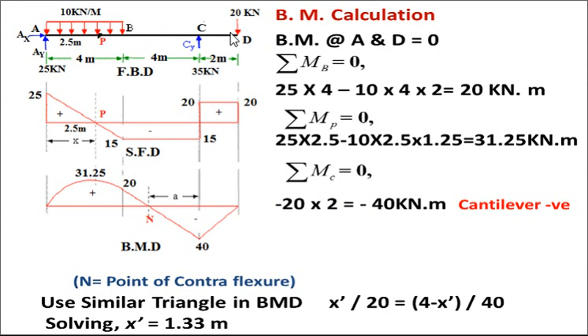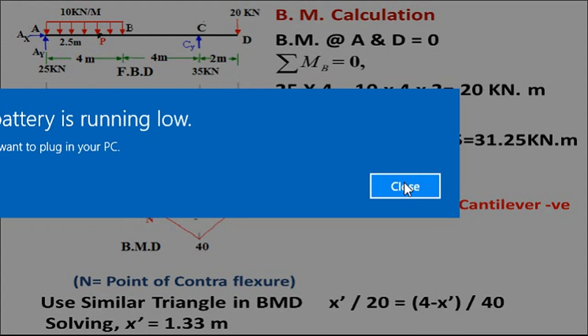Either you can take the left side of the section or the right side of the section. So for the section at C, we will take the portion to the right of the section. On the right of the section, there is only one load, that's why we have taken this 20 kilonewton. It acts clockwise. If you take the right section, the clockwise moments are negative, that's why minus 20 into 2, the perpendicular distance is 2.